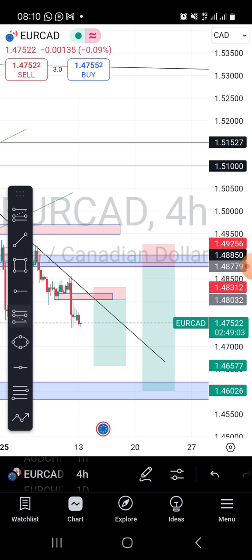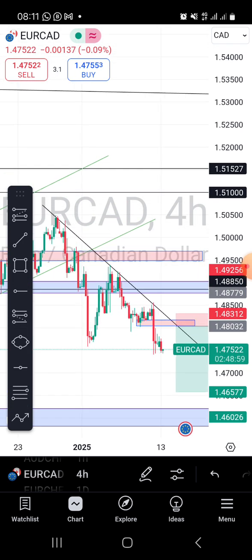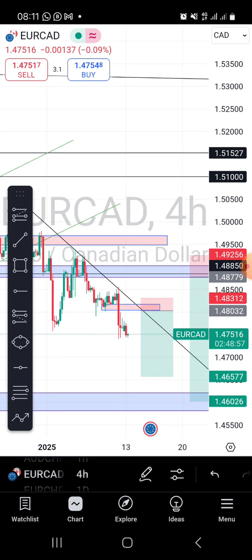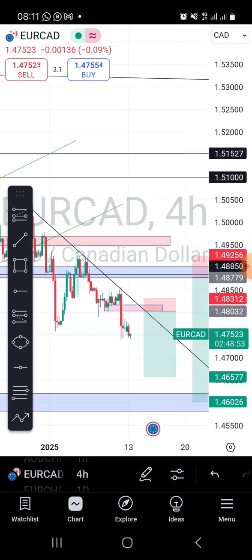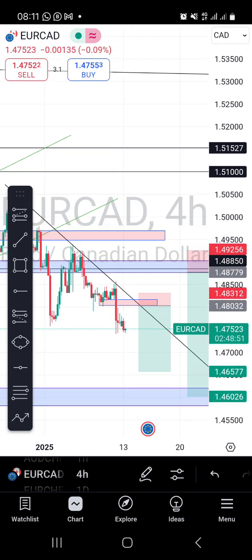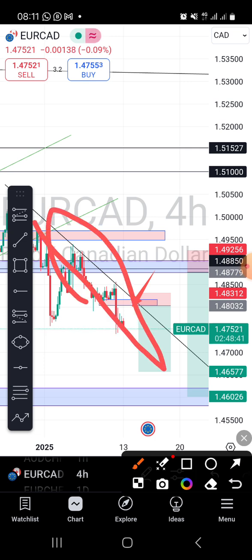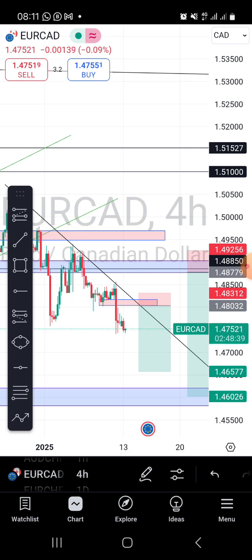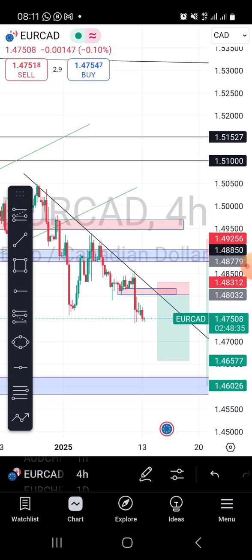I'll be very much interested in this first point, because this downtrend line is still valid. This first point here, I'll be interested in it because this downtrend line is very valid. It's still very valid. Okay, let's move on to the next one quickly.